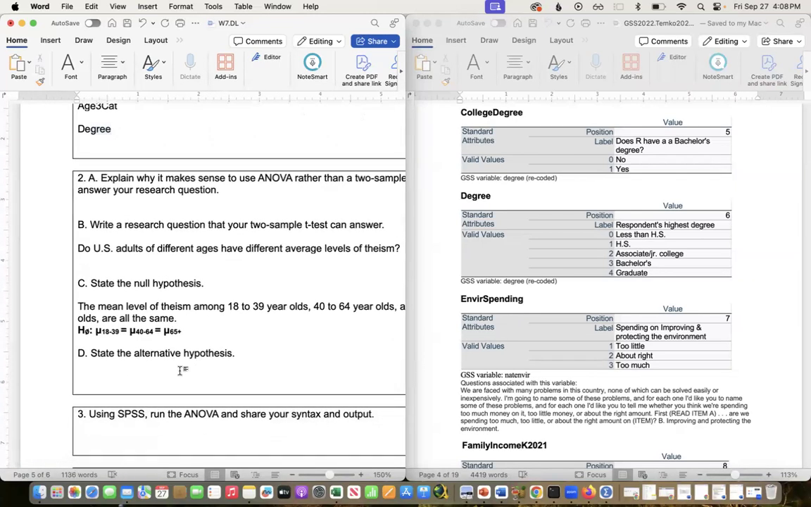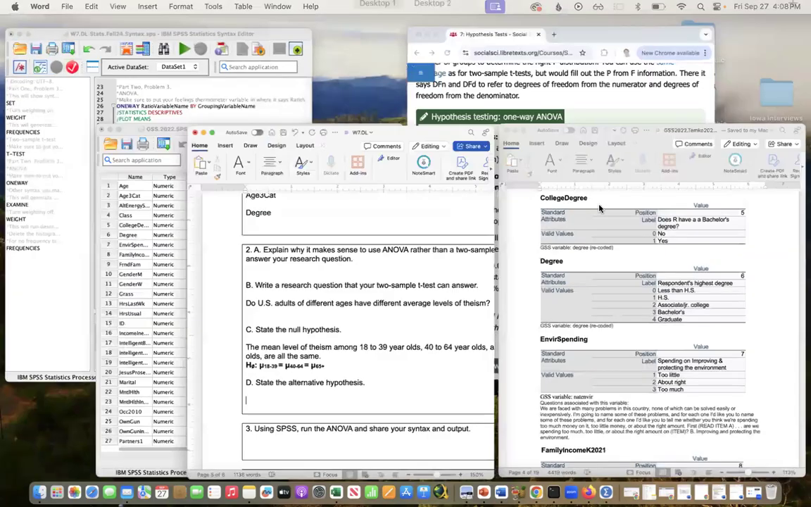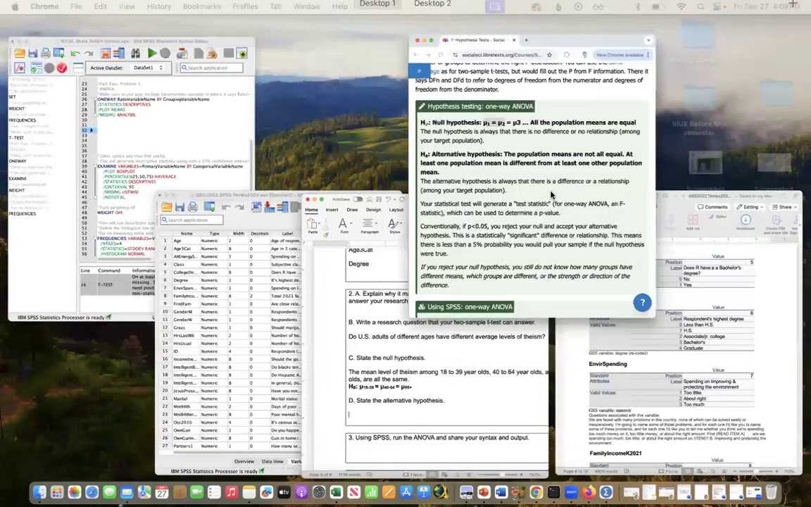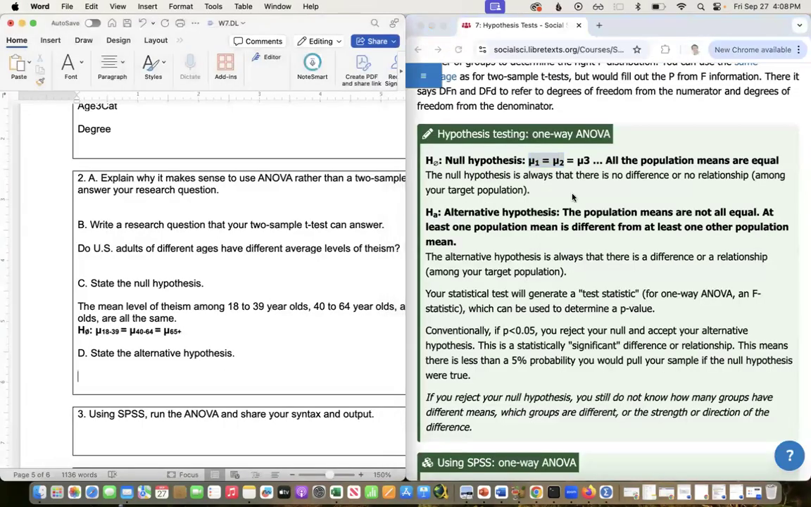Okay, and then my alternative is that they're not all the same. This is where it's a little different than a two-sample t-test. If we reject our null and accept our alternative, this is just that they're not all the same. It doesn't mean that they're all different, and we don't know how many are different. It's just that at least one of them is going to be different from another one. So it's that the population means are not equal, so not all of the age groups have the same mean theism.